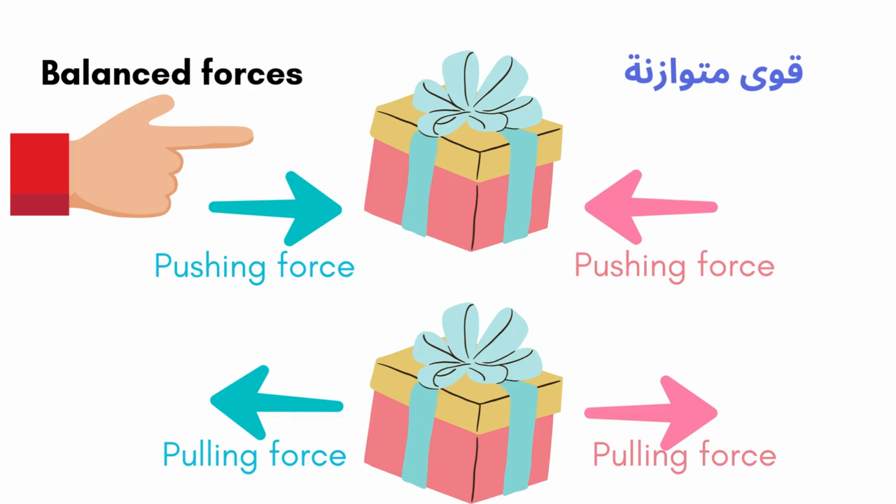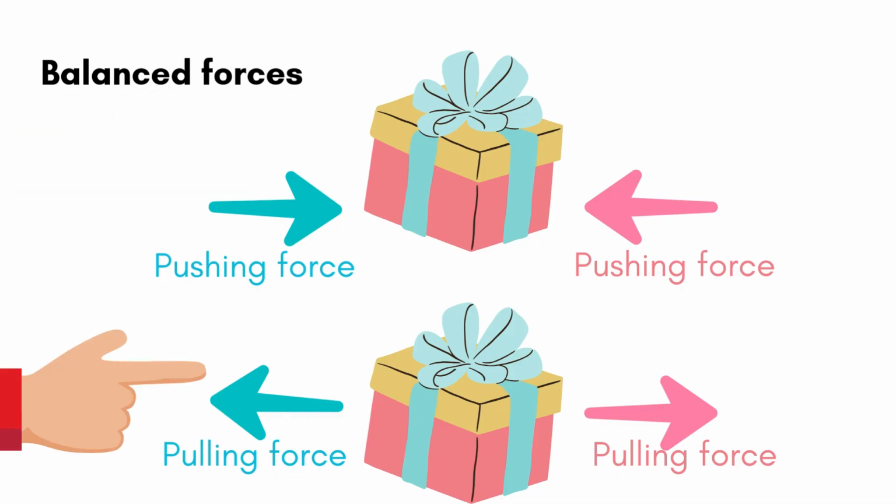Will this box move? The answer will be no. This box doesn't move. Why? Because the two forces are the same amount and in the opposite direction. This is called balanced force. Also, if the box is affected by two pulling forces with the same amount, they are equal and they are in the opposite direction, so here, this box will not move.